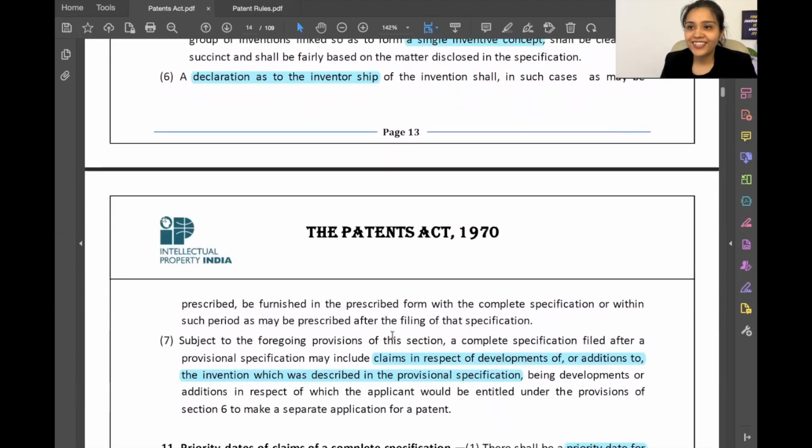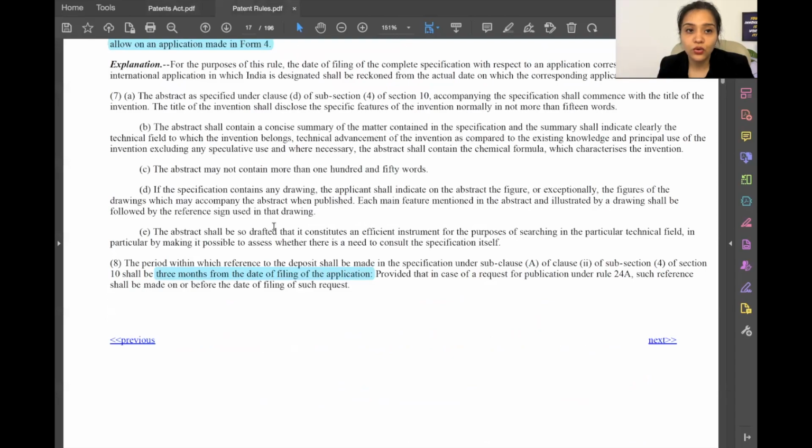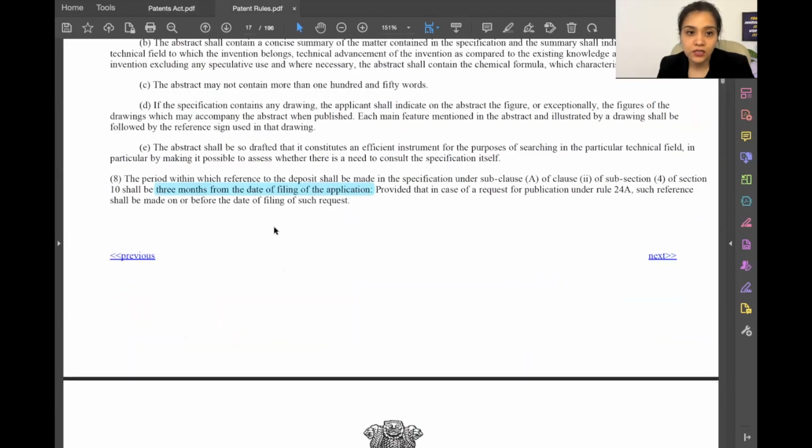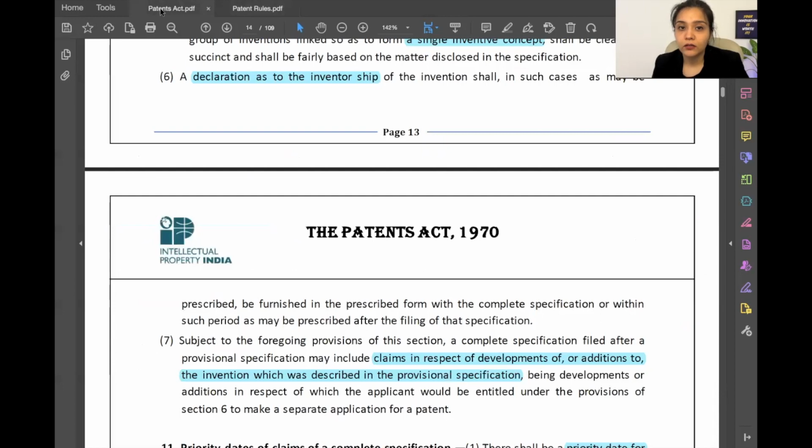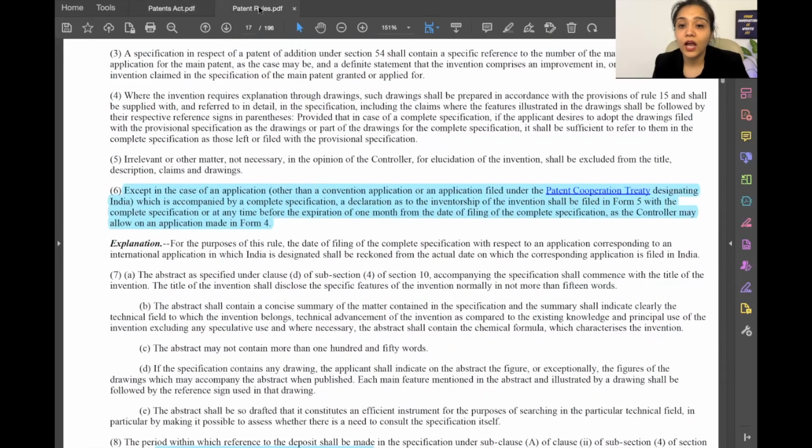Then we have declaration as to inventorship. This also we studied in the last lecture along with the form. So declaration as to inventorship needs to be given in form 5, and the associated rule is rule 13.6. Whenever we are filing a patent specification, we need to state who is the true and first inventor. This is the requirement. How do we put that? We put that in form 5, and the associated rule is rule 6.